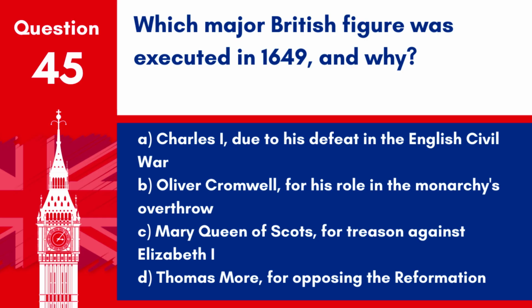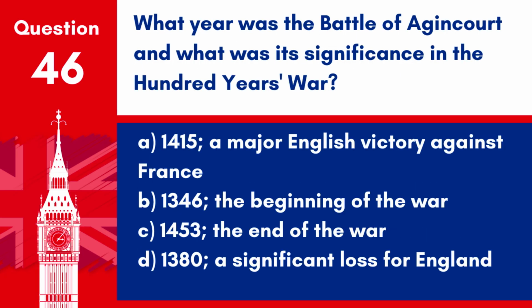Answer: A. Charles I, due to his defeat in the English Civil War. King Charles I was executed in 1649, following his defeat in the English Civil War and his perceived tyranny and failure to govern by parliamentary standards. Question 46. What year was the Battle of Agincourt, and what was its significance in the 100 Years' War?